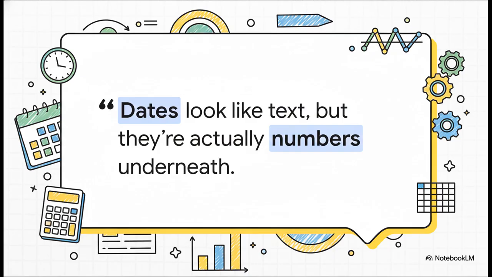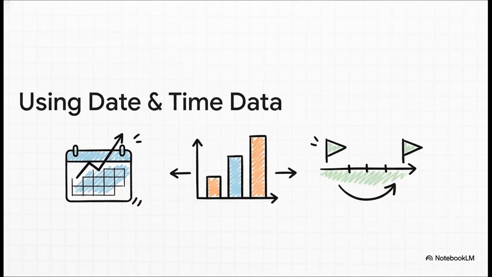It's pretty awesome. And because dates are secretly numbers, we can do some really powerful things with them. We can track sales trends over the last few months, compare how we did this year versus last year, or measure exactly how long a project took from its start date to its finish. It basically gives our data a timeline.